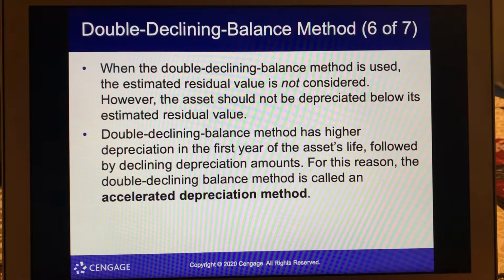When the double declining balance method is used, the estimated residual value is not considered. However, the asset should not be depreciated below its estimated value. The double declining balance method has higher depreciation in the first year of the asset's life, followed by declining depreciation amounts. For this reason, the double declining balance method is called an accelerated depreciation method. It is accelerated, okay?